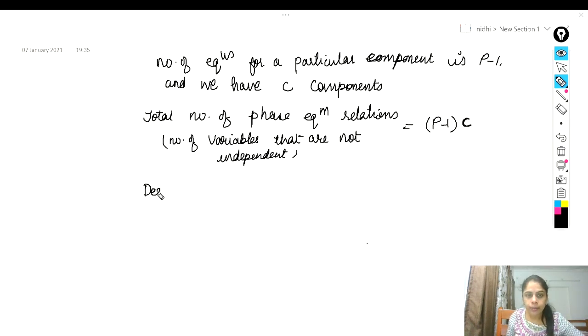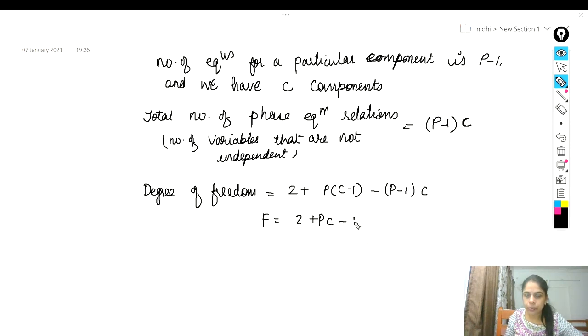So degree of freedom is the number of variables. The number of variables is 2 plus P(C minus 1), right? And minus the number of equations among variables, so these are (P minus 1) into C. So when you solve this, F is equal to 2 plus PC minus P minus PC plus C. So PC cancels, and this will be equal to C plus 2 minus P. So this is your F.